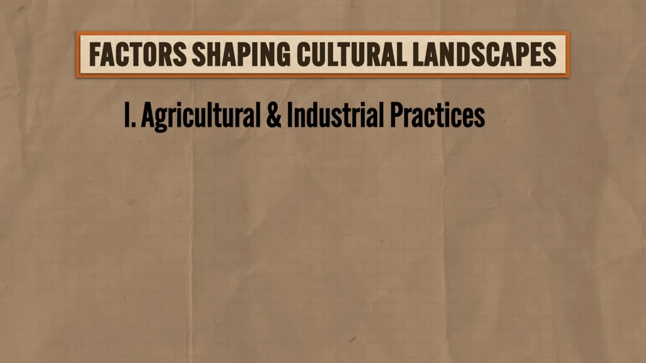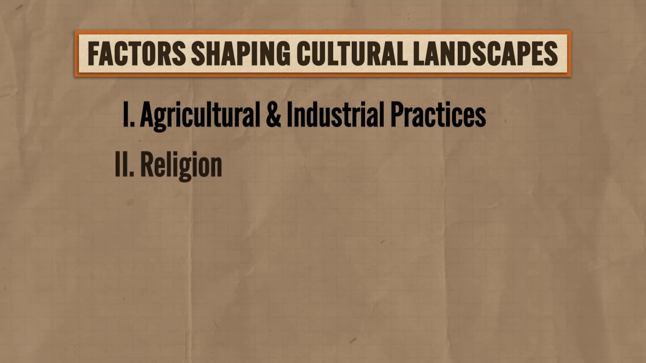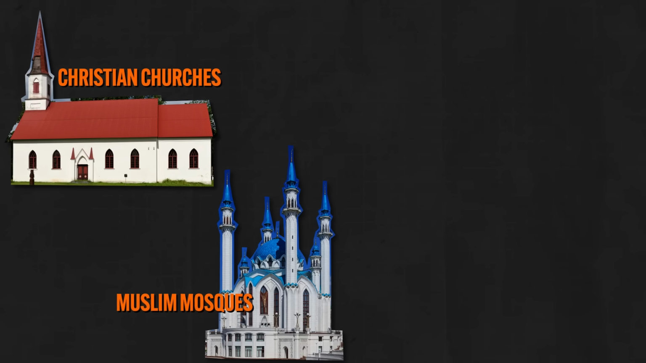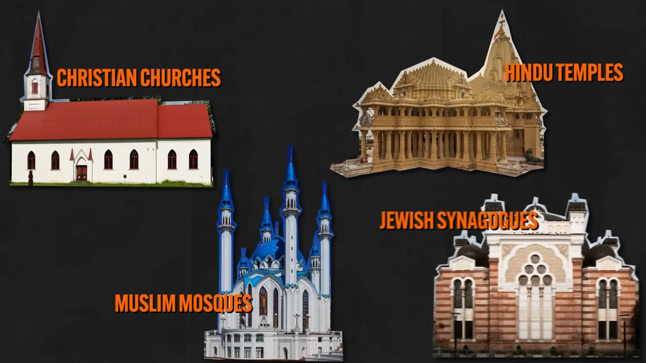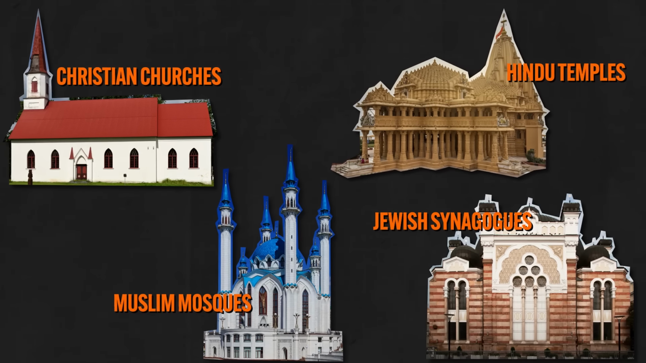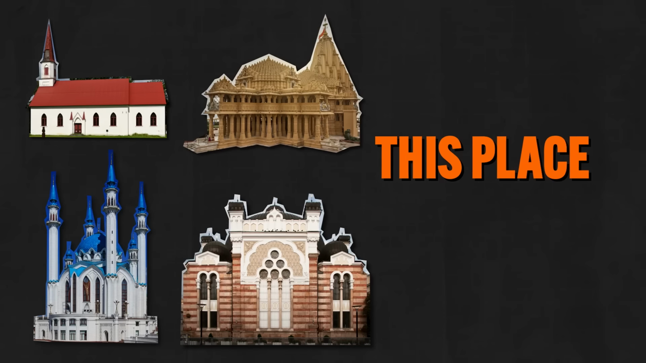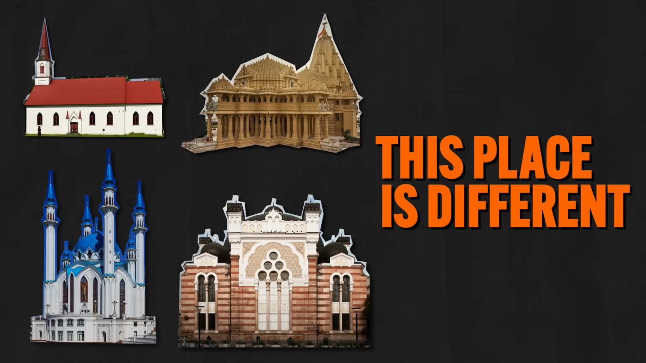Okay, now the second category of influence on cultural landscapes is religion. People in many religions construct buildings which reflect their faith. So Christians build churches, Muslims build mosques, Hindus build temples, and Jews build synagogues, all of which create sacred spaces in a landscape. In other words, believers build these structures to communicate that this place is different or other than any other place, and that's a huge marker of cultural values.